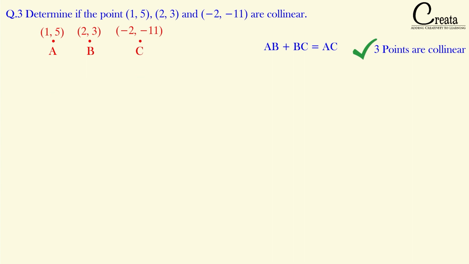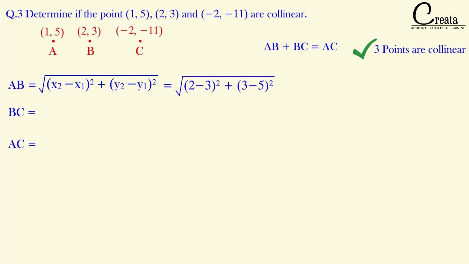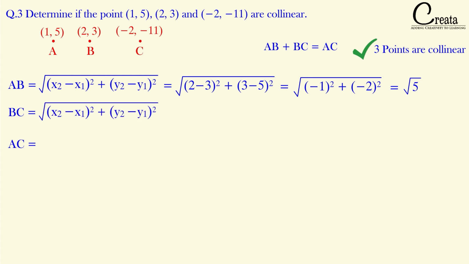We have 3 points A, B and C. We will find the distance AB, BC and AC. Then we will check whether AB plus BC is equal to AC or not. So let's find AB. We have 2 points x1, y1 and x2, y2. Let's use the formula. Let's put the value. Let's open the square term. On solving, we got the answer as root of 5. Got it?